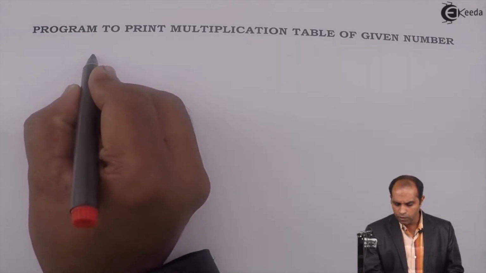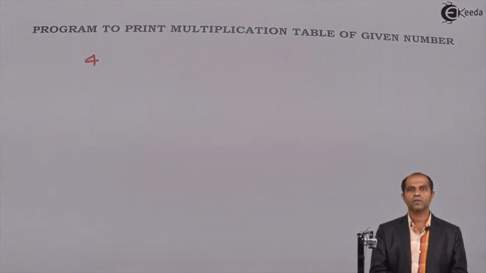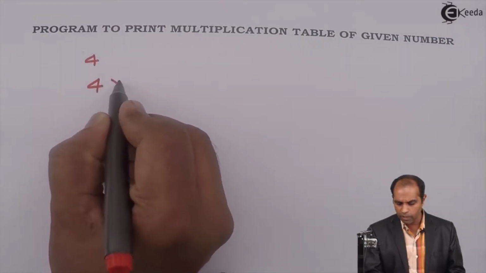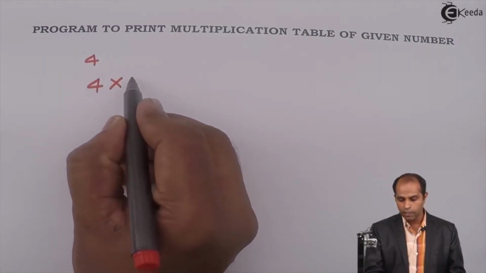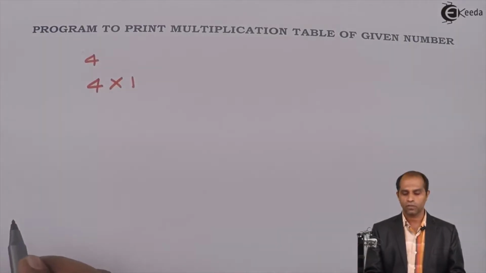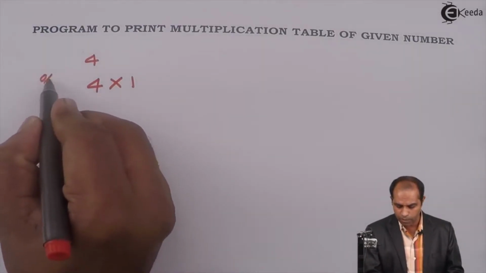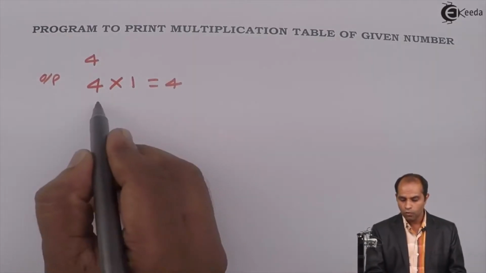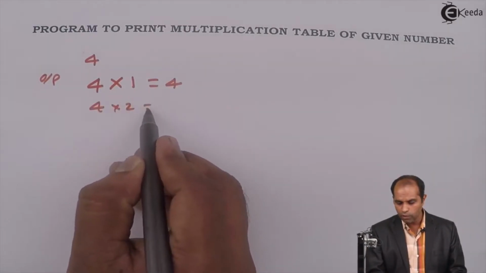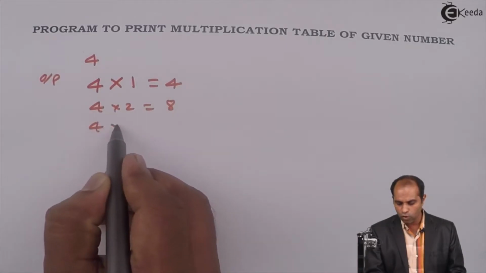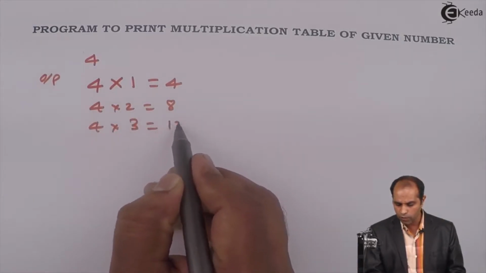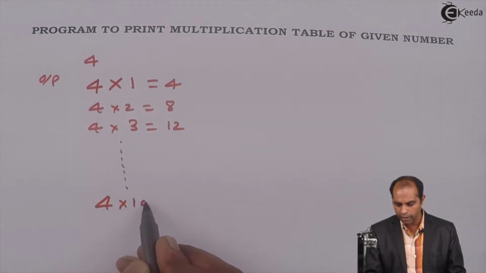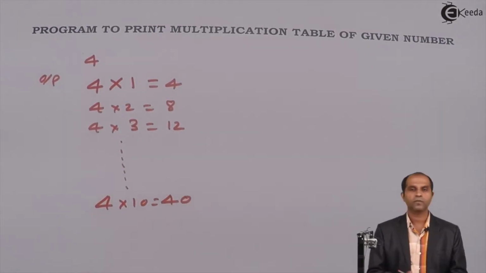Assume that the user gives you a number, say 4. If the user enters a number as 4, then I have to print the multiplication table of this number. So I have to print on this output screen. I'm supposed to get the output in this fashion. 4 cross 1 equals 4. 4 cross 2 equals 8. 4 cross 3 equals 12, and so on till 4 cross 10 equals 40.